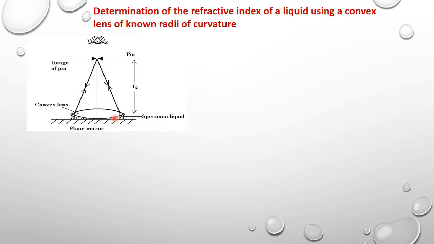Of course, this liquid will not be there before we place the liquid. We are first going to do the experiment without the liquid. That means that we shall be only considering the lens. We want to get the focal length of the lens first. So without the liquid, it will be like this.